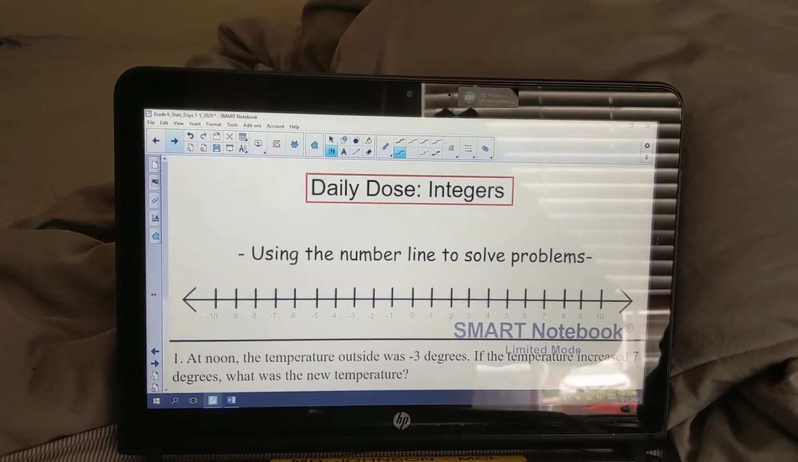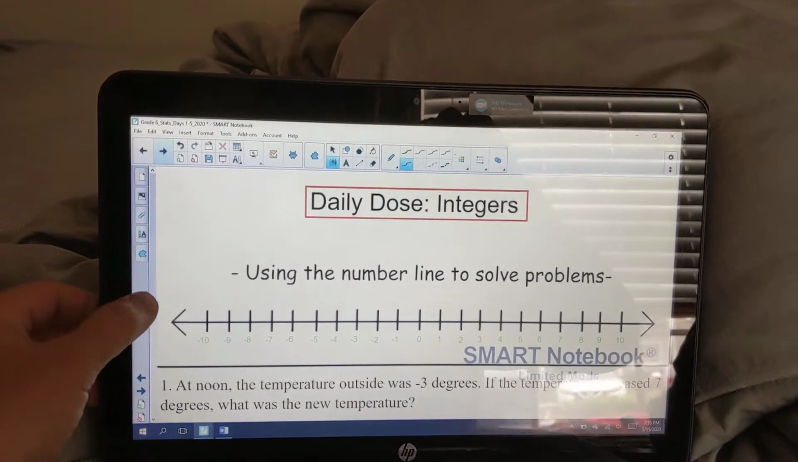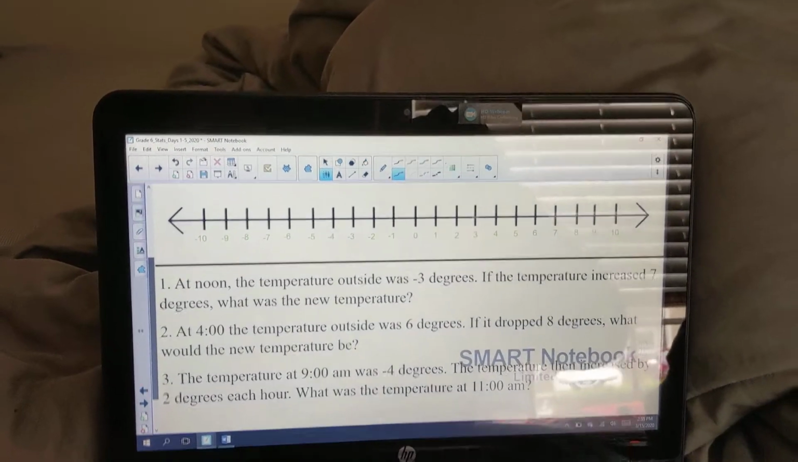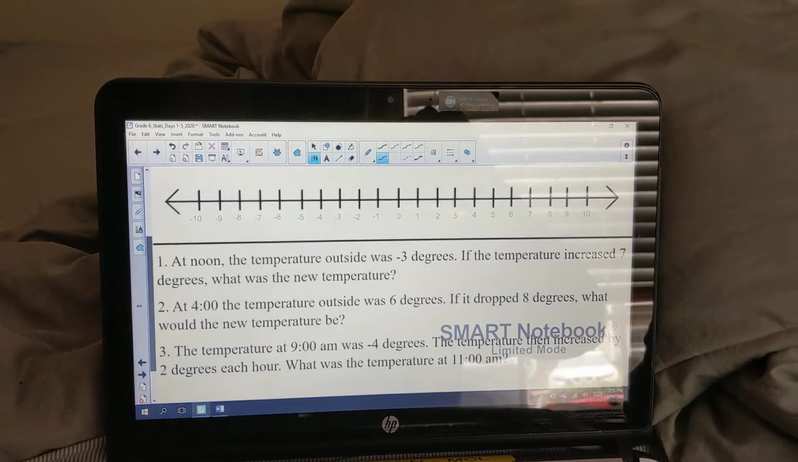The daily dose for today is going to continue to be integers. There's a number line to help you. Go ahead and pause the tape and try it now.